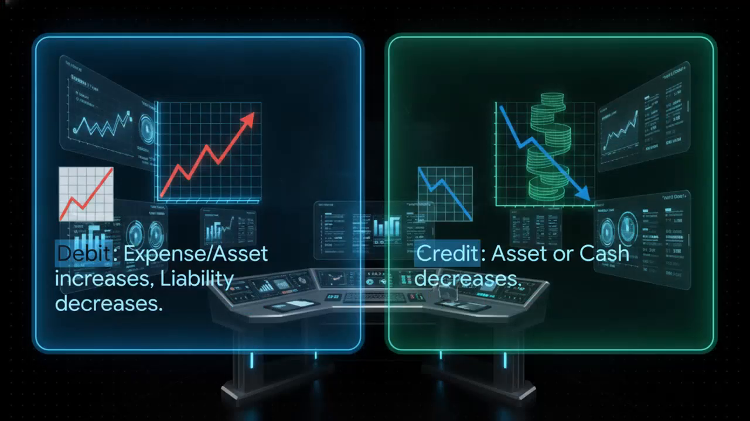Okay, before we process a single transaction, we absolutely must lock in our balancing logic. It's the golden rule, right? Whenever an expense or an asset increases in the business, boom, we log it as a debit. On the flip side, whenever our cash or an asset decreases, we log that as a credit. Keep this logic running in the back of your mind as we go.